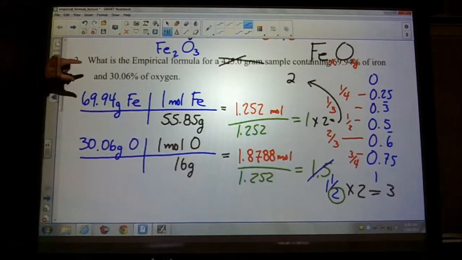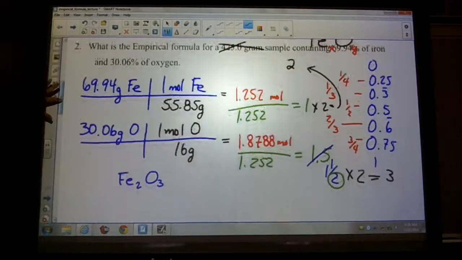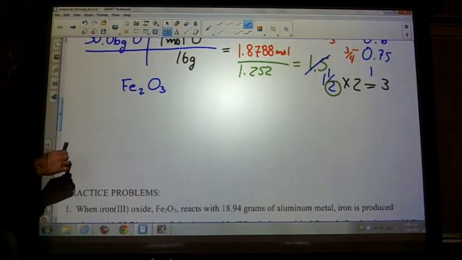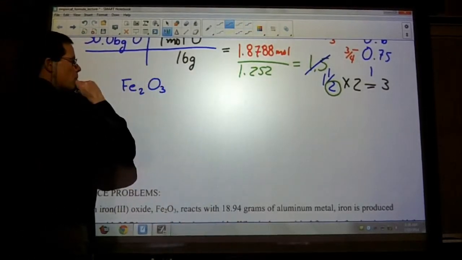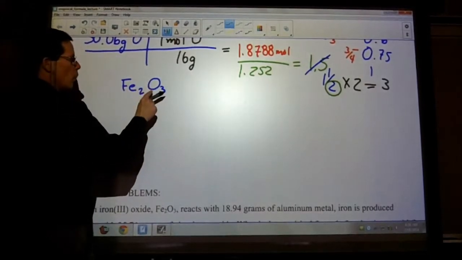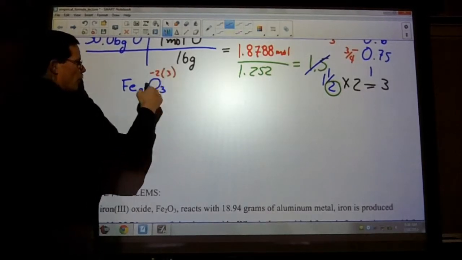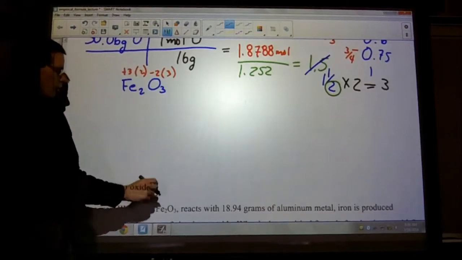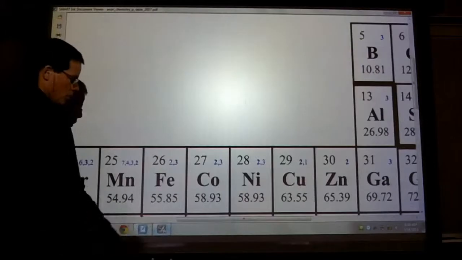Now, we have to check something, and you should check it just to make sure everything's in line. If you have Fe2O3, what is the actual name for this? Well, what's the charge on oxygen? We have ionic here. What's the charge on oxygen? -2, and you have 3 of those, right? So what must the charge on iron be? +3, good.